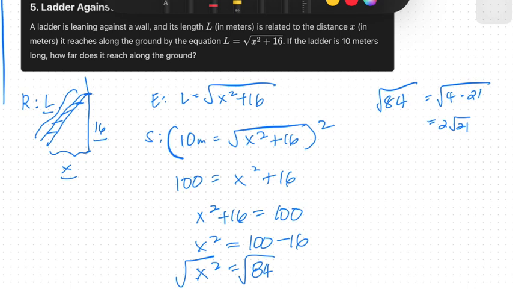Meters. So, our final answer is it has a distance of 2 square root of 21 meters. You don't have to write approximately because this is actually an exact number. So, yan na yung ibibigay nyong answer.